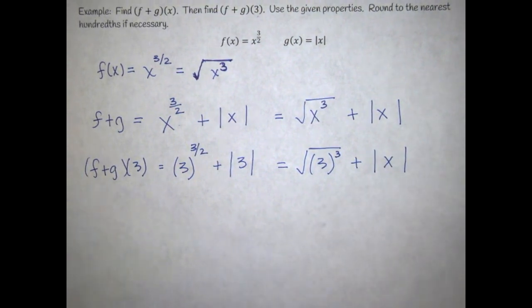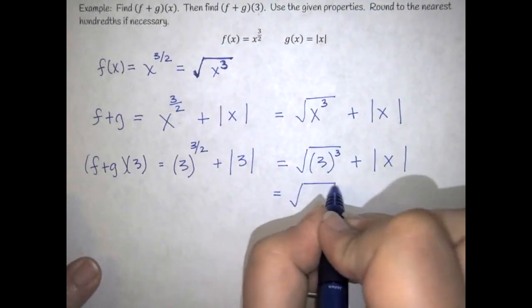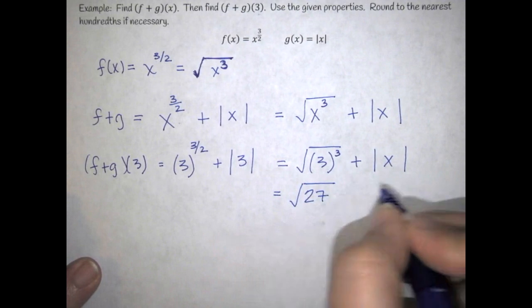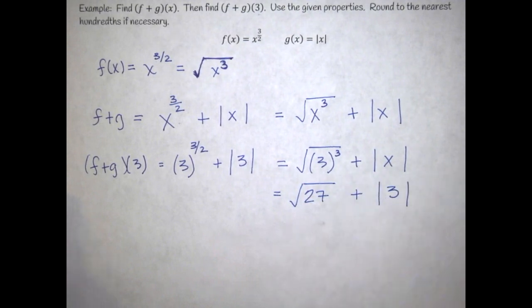So what do we know? Well, we know that 3 cubed is 27. So this here is going to be the square root of 27 plus the absolute value of 3. Well, the absolute value of 3 is 3.